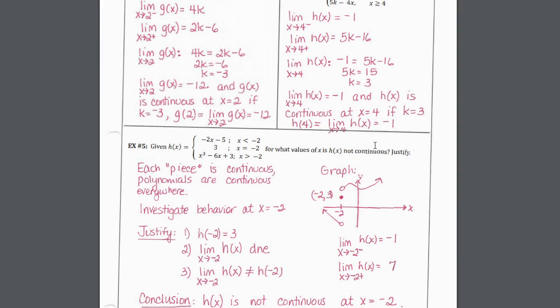because of a power outage. Anyway, so example 5 says, given h of x, we have this piecewise function here. For what values of x is h of x not continuous? Okay, so where is it not continuous?